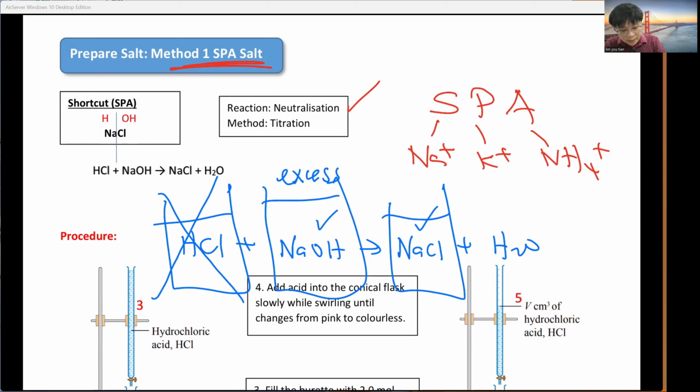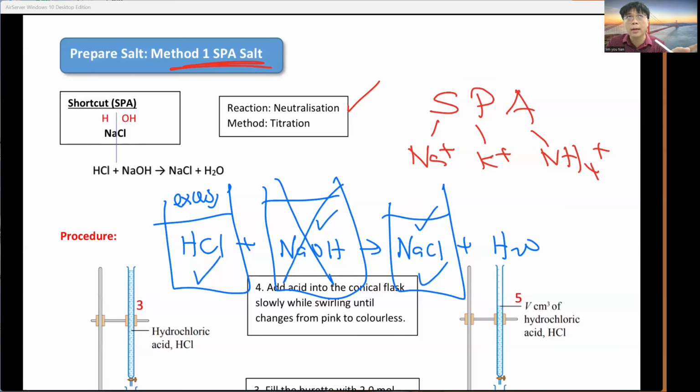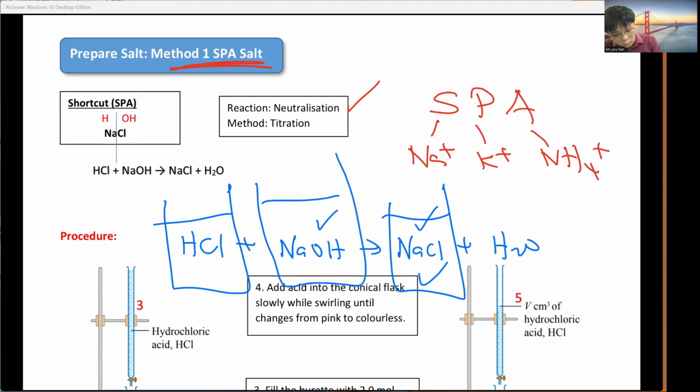So cannot. If you add excess of this one also cannot. If you add excess HCl, no more sodium hydroxide, also cannot, because this one is also soluble, you are unable to separate, just like Milo and the Ribena. So in this case, both cannot be in excess. You must make sure that these two react completely. No more acid, no more alkaline.